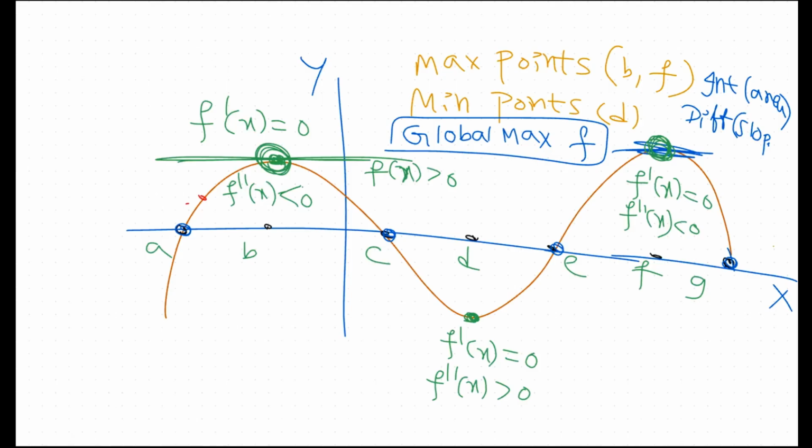Here f of x is what? At D, f of x is less than 0, correct or not? F of x is negative there. Next, at F, f of x is greater than 0. So here at critical points, I gave you the signs of all three. F of x sign I told, f dash x sign I told, and f double dash also I told. You should be that perfect.